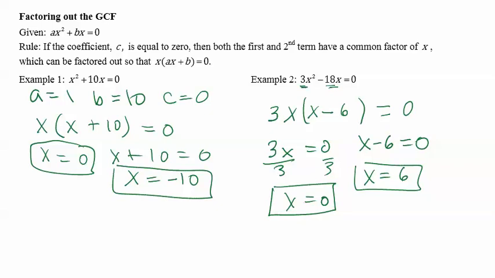Okay, so if you can't do that, then you probably can't use the GCF method. It's probably one of the other methods, which would be difference of squares or perfect squares or something else. But this method is very useful because it saves us lots of time.